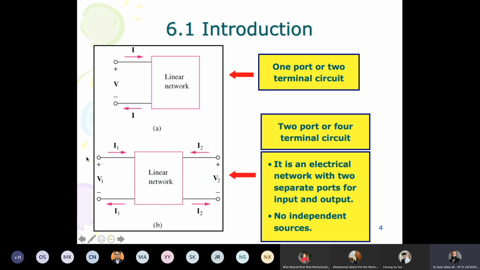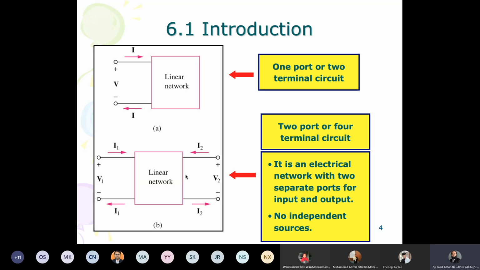So in a transformer, you have a voltage and current setting on the input or primary side, and then you have a secondary or the output side, which has the secondary voltage and current. It is an electrical network with two separate ports for input and output. So one of them is the input and one of them is the output. In some two-port networks, there is no distinction between the input and output, so each end can be used as input or output. Like transformers, generally we can use both sides, like if it's step up or step down.